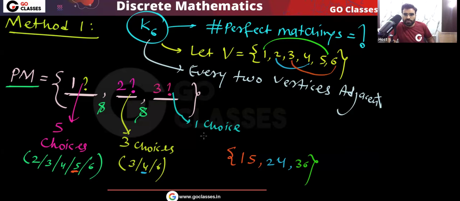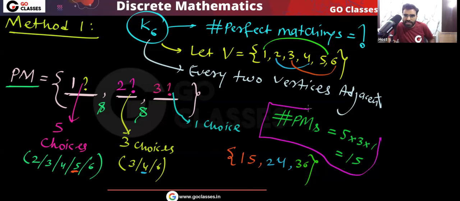So, finally, what will be the number of perfect matchings? How many perfect matchings can I create? That will be 5 into 3 into 1. That will be 15. Okay, is this clear? Total 15 perfect matchings I can create. Did you understand this? Very easy method, remember.